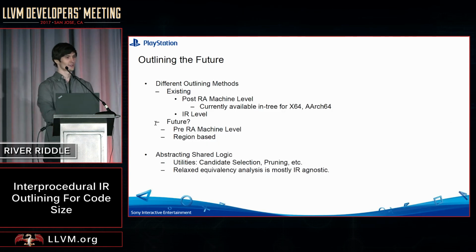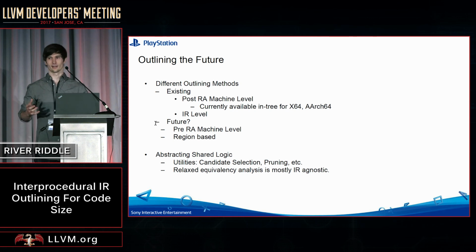So, outlining the future, because you gotta have at least one outline joke in this presentation. Currently existing in tree is a machine outliner for x86-64 and AArch64 that can be enabled with no red zone, and also the outliner that's in progress, which I'm detailing here, but there are a lot of opportunities for what we can accomplish for outlining. For example, we could adapt something like this to pre-register allocation or even have multi-basic block outlining.